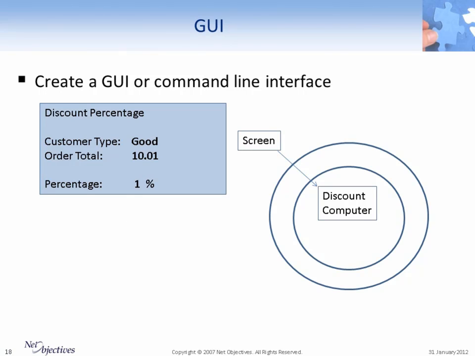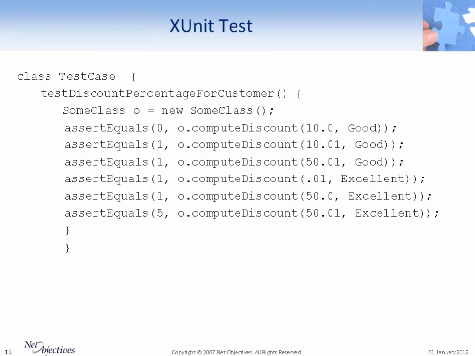A graphical or command line interface could be created by the developers that accesses the module that computes the discount. The tester need only enter the customer type and the order total to determine if the discount is computed correctly. The developer could create an XUnit test as shown. This automates the testing process. However, since a test is in the language of the developer, it can be more difficult to use as a communication vehicle and to ensure that changes in the business rule have been incorporated in the test.